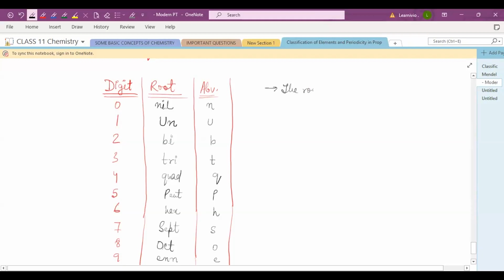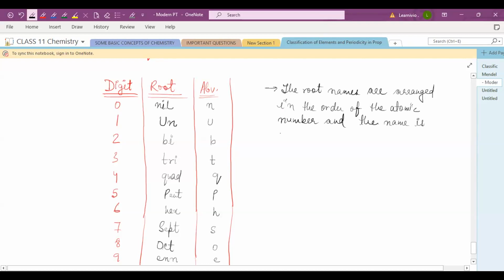Just write down: the root names are arranged in the order of the atomic number, and the name is ended with ium. Okay.